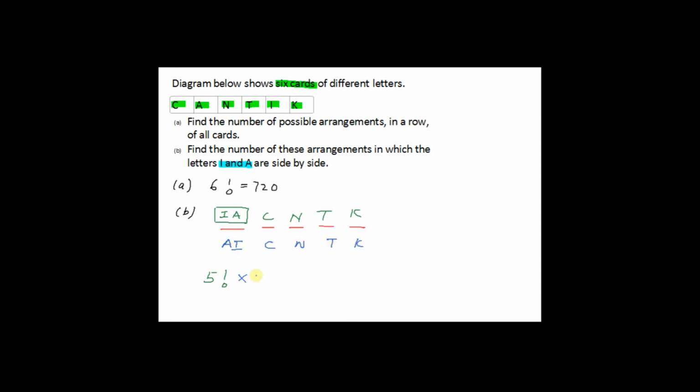Therefore, you need to times with 2 factorial. That is the permutation of these 2 objects, I and A. So press your calculator, your answer should be 240.